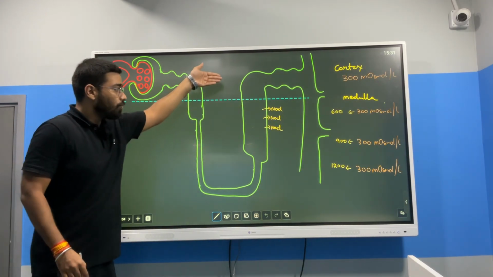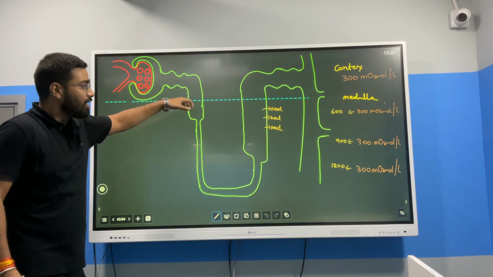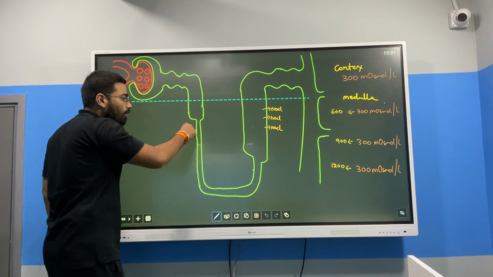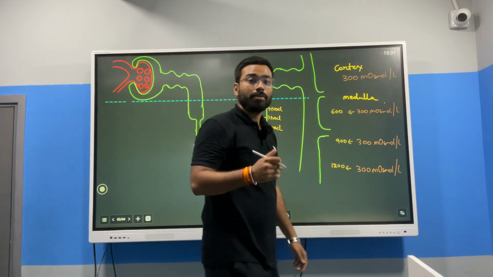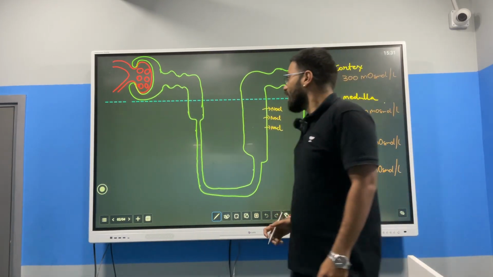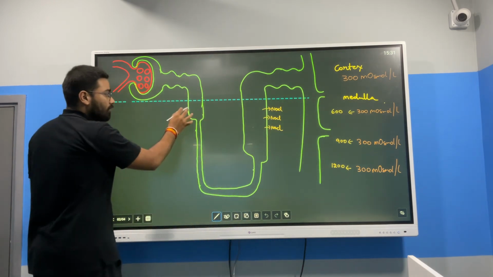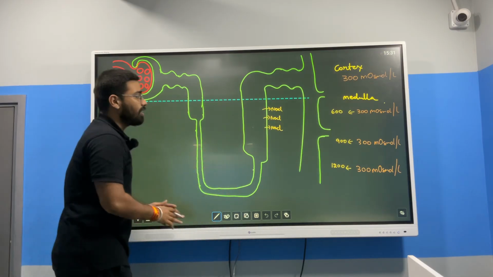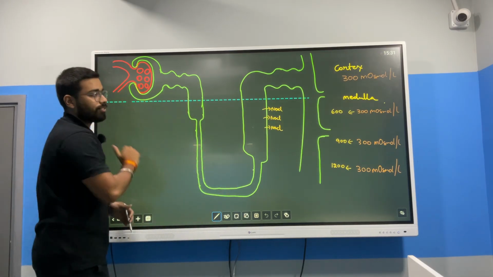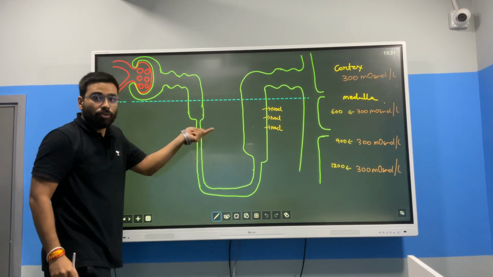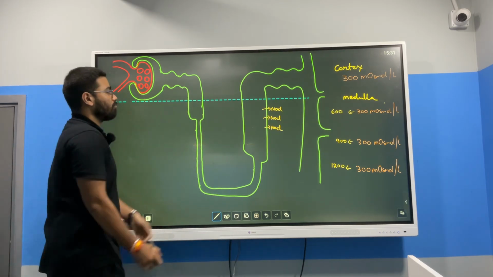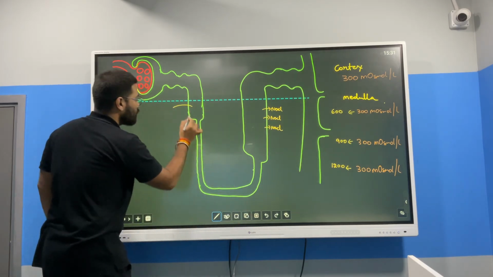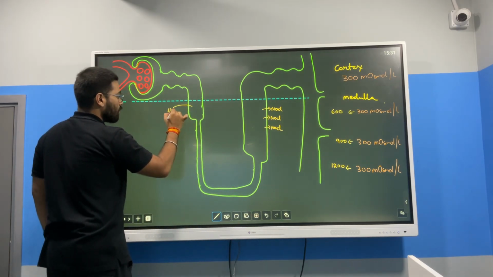So the concentration will increase on both sides. When the filtrate is coming, concentration is increased, and we all know that the descending limb of the loop of Henle is highly permeable to water. As concentration increases, water always travels from lower concentration to higher concentration. Understood? That is, from lower osmolarity to higher osmolarity. So water will travel from lower osmolarity, from here to here.